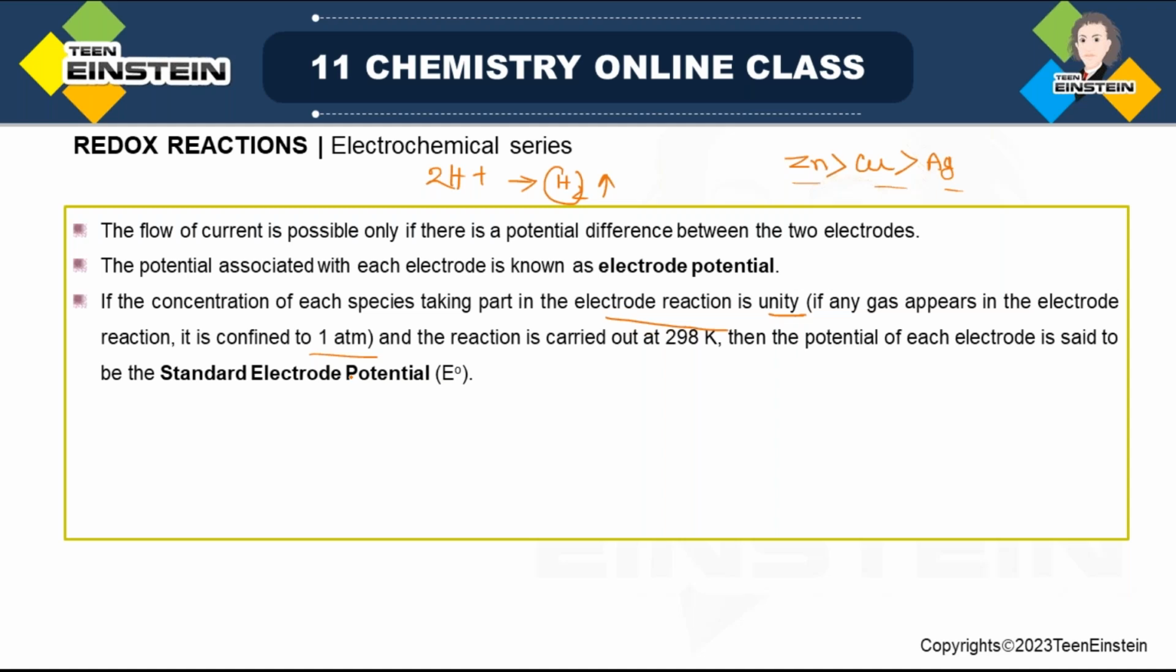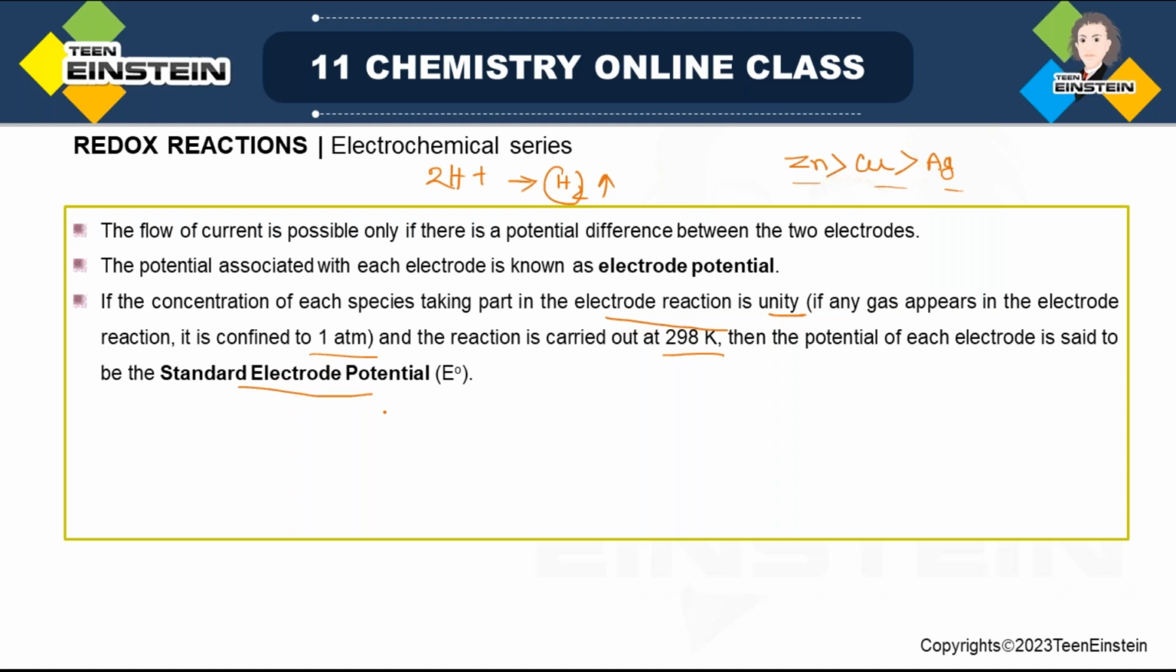If you maintain this type of concentration and do the reaction at 298 Kelvin, room temperature, then the potential of each electrode, only under this condition, is known as the standard electrode potential, and it is expressed as capital E naught. So it is a standard condition. Now there must be some common condition, otherwise how will you compare different couples?